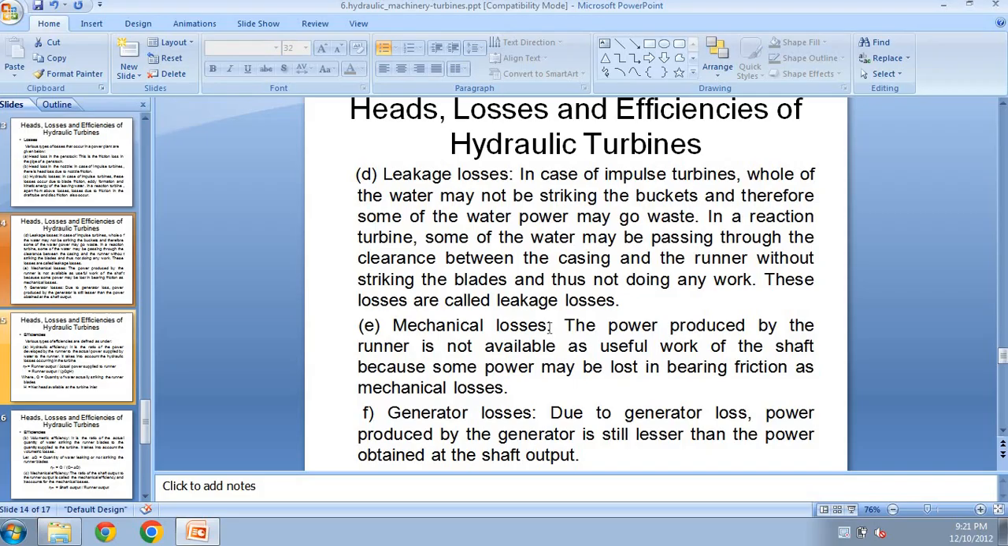Again, mechanical losses are generally considered with the friction losses; generally they are related to friction losses. Again there are the generator losses, the losses in that particular generator, called the generator losses.